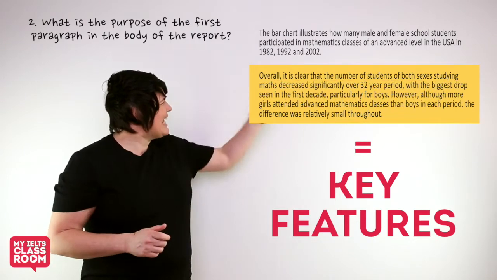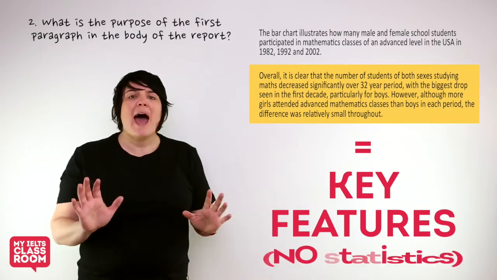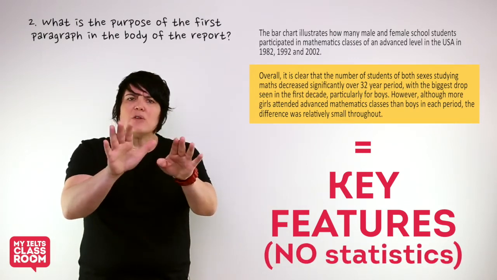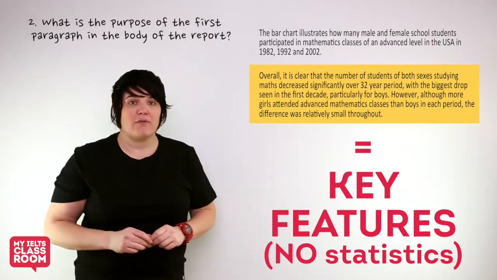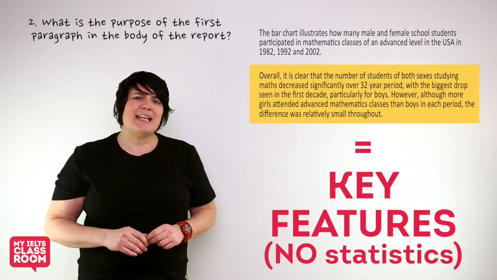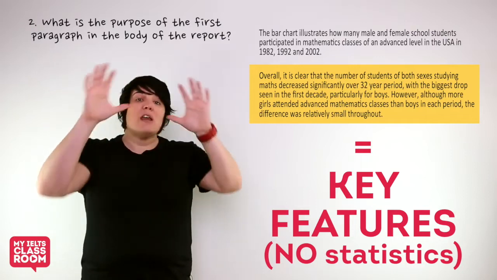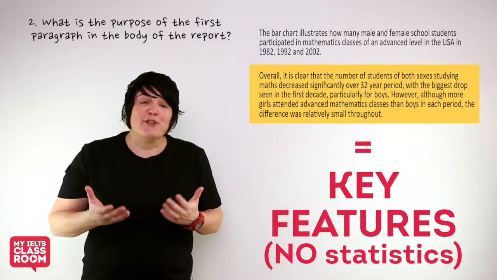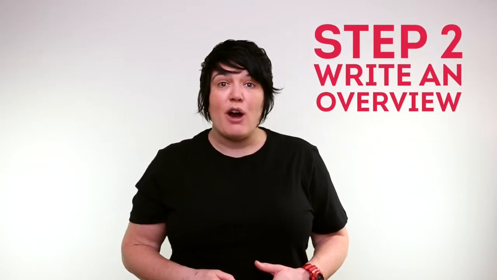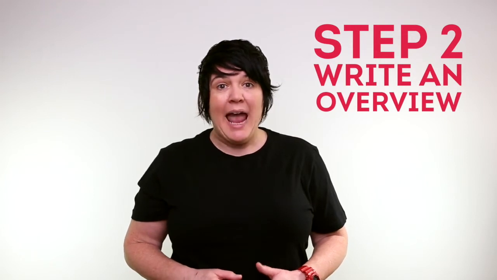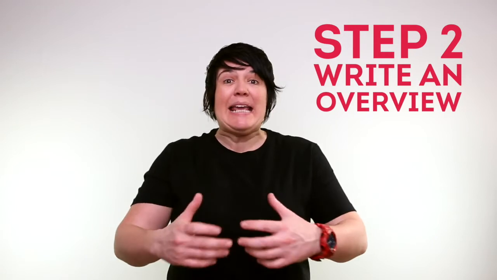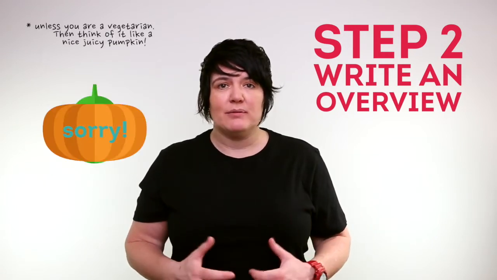Notice that in this paragraph, we don't have any numbers or specific details. That's not the purpose of this paragraph. This paragraph is there to give us a general picture or an overview of the chart. The overview is the second ingredient in our recipe for success. And it's also the most important ingredient. Think of it like the piece of meat in your IELTS meal.